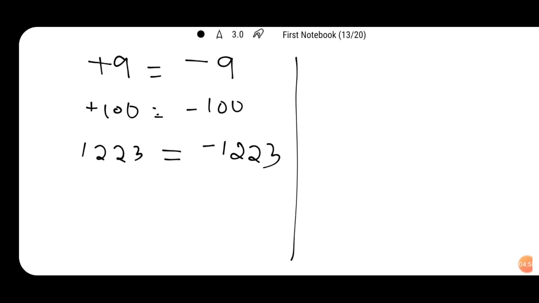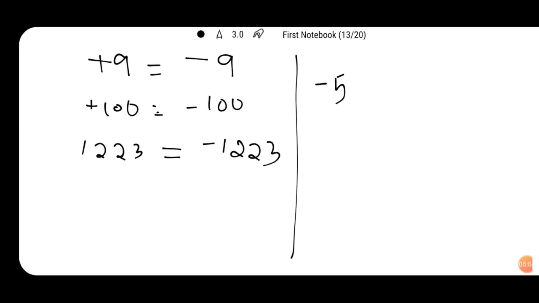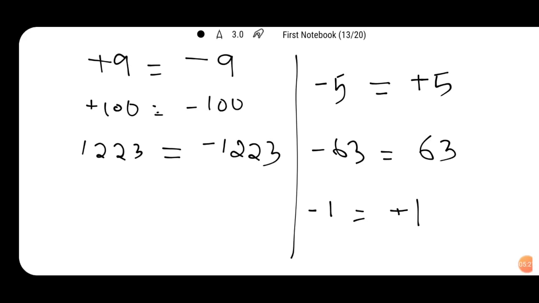So additive inverse of a positive number is the negative of that number. So what will be the additive inverse of a negative number? For example, additive inverse of negative 5. It is positive 5. Additive inverse of negative 63 is positive 63. Additive inverse of negative 1 is positive 1. That is what is meant by additive inverse. That is, additive inverse of a positive number is the negative of that number. Additive inverse of a negative number is the positive of that number.